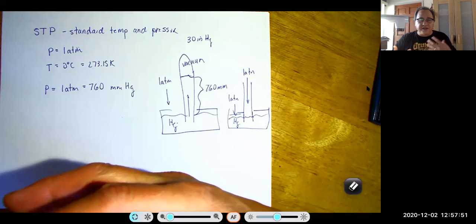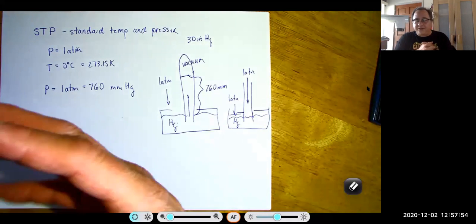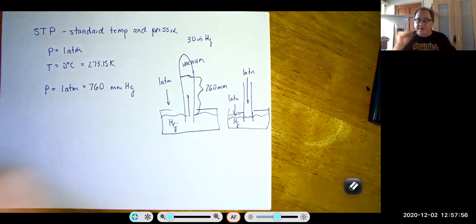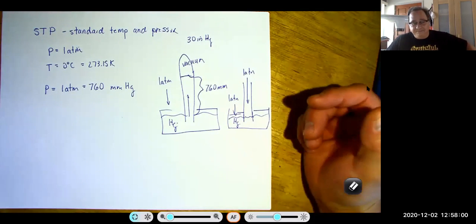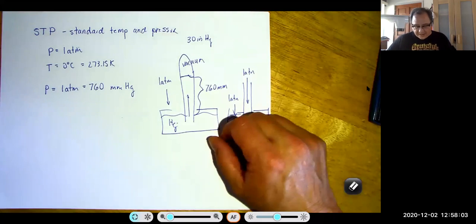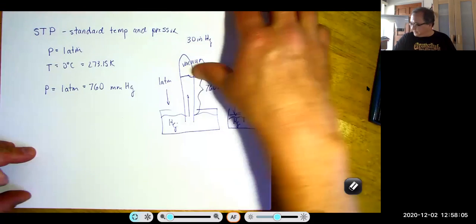So when you're looking at the Weather Channel and you're looking at the barometric pressure, 30 is the cutoff. Above 30, it's probably going to be nice. Below 30, look for weather coming in. Okay, so you should know the standard temp and pressure. So now I'm going to give you another problem here.